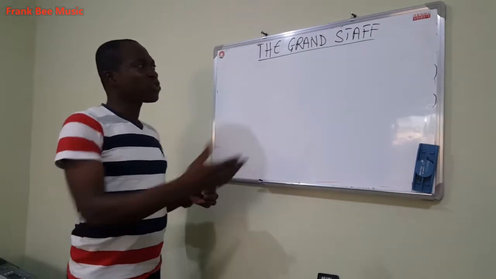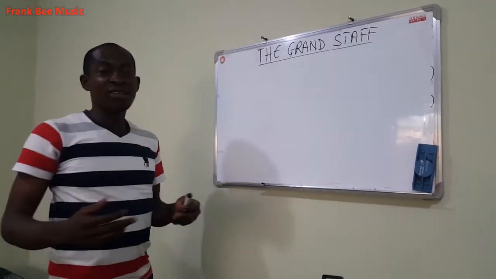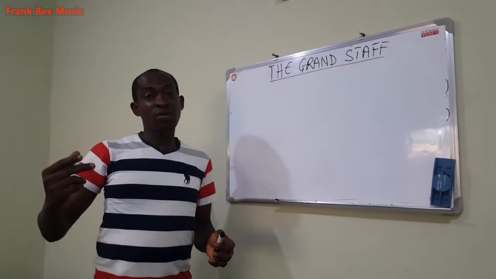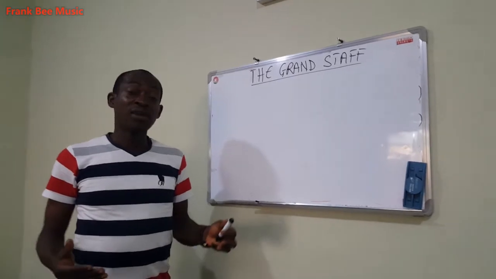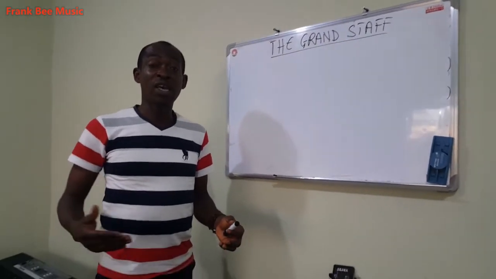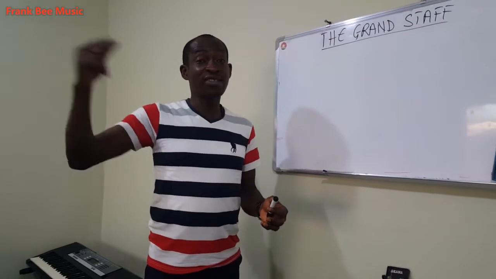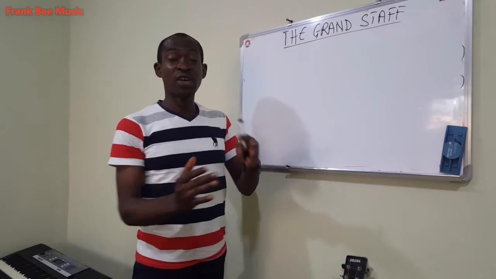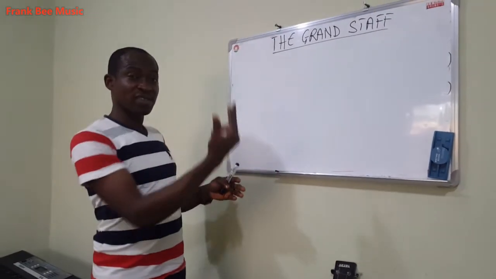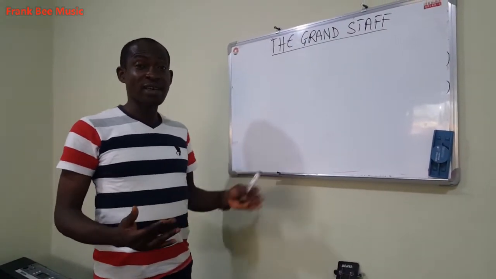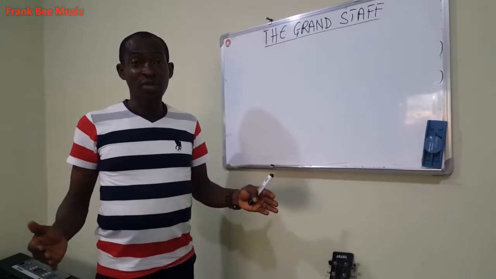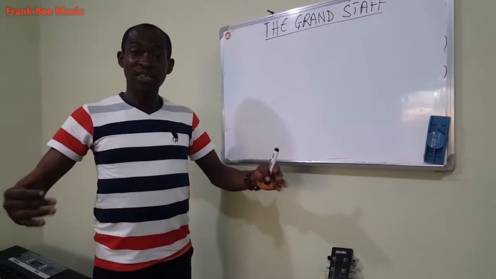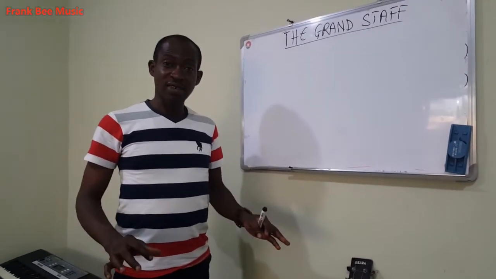Now, when we talk about the grand staff, simply what we are talking about is the treble clef joined by a bass clef with the help of something that we call a brace. So it's simply when you have the treble clef and you add the bass clef to it, and then you put a symbol that we call a brace at the back, it becomes a grand staff. So grand staff simply means you can write full music on it.